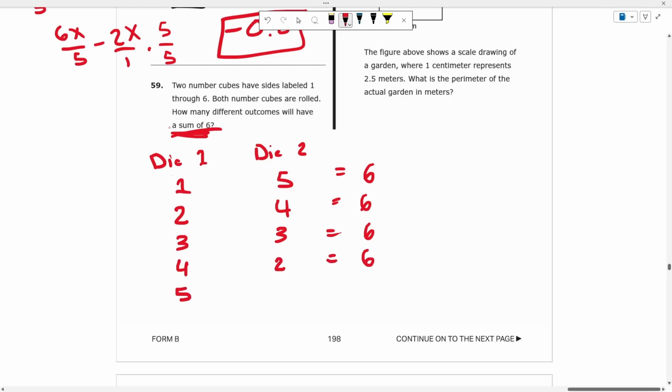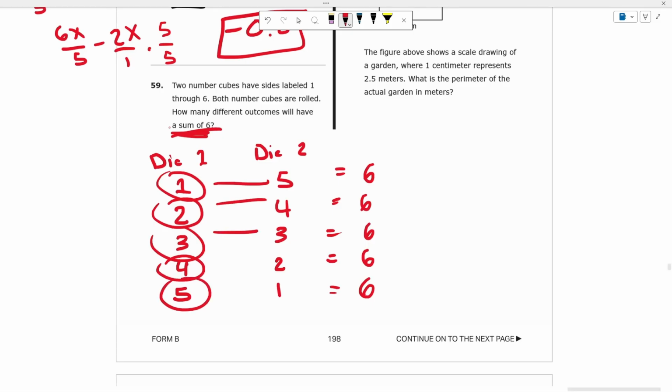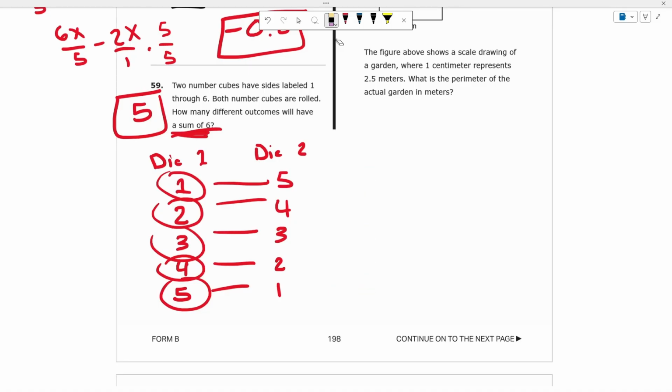And finally, if you roll a 5 on die 1, you need to roll a 1 on die 2 in order to get 6. So all in all, there's 1, 2, 3, 4, 5 different scenarios. There's 5 different scenarios where we're left with a sum of 6. So the correct answer here would be 5. Okay? Why did I circle these? I don't know. I should have circled the entire row.